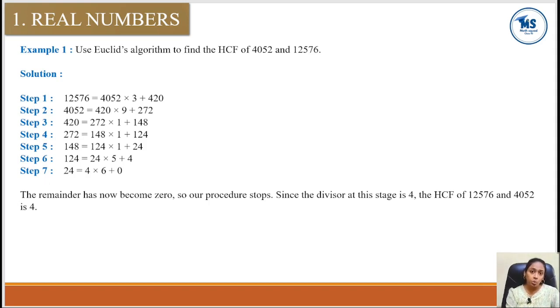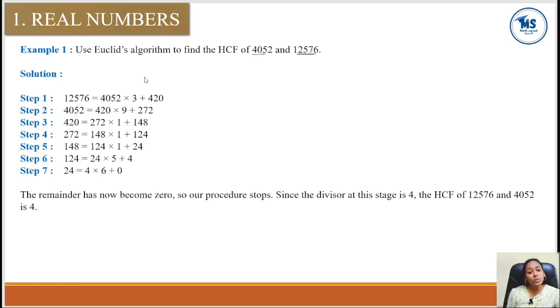So in this video we are going to see the examples which are given in your textbook before exercise 1.1. The first example is like this: use Euclid's algorithm to find the HCF of 4052 and 12576. We have studied what Euclid's algorithm is. The first step says that you need to apply Euclid's division lemma for the given two numbers.